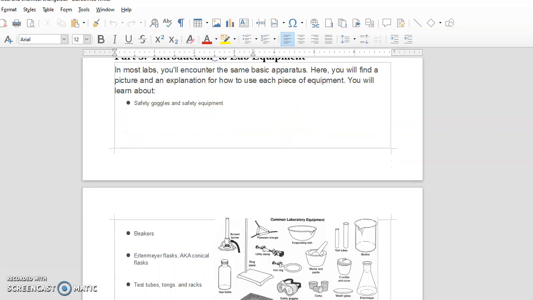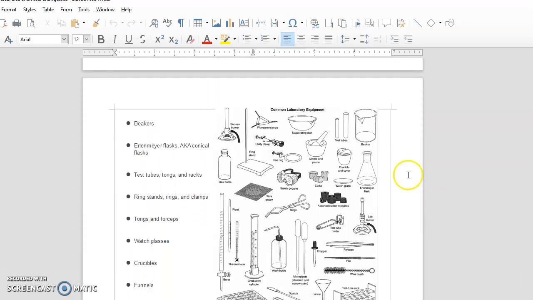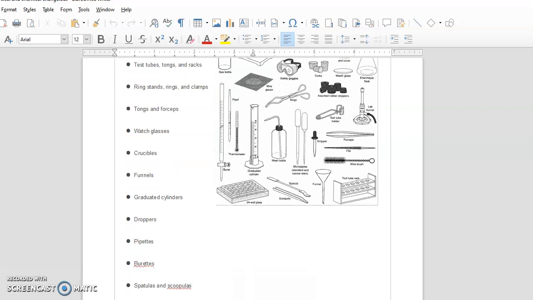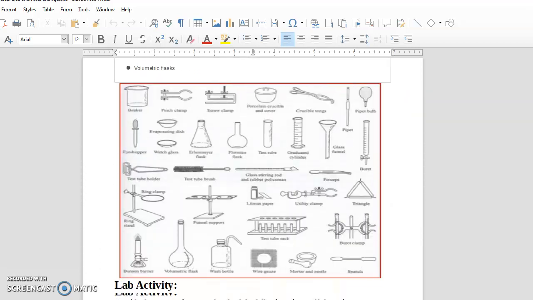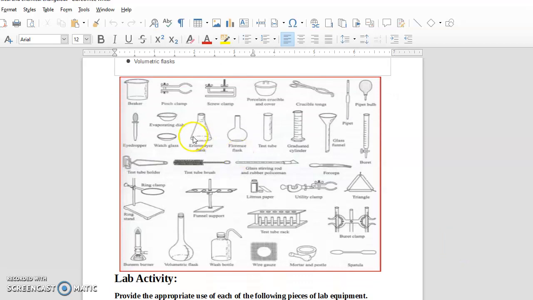In most labs, it's the same basic equipment, and we've got it all right here. This right here is your beaker. You've got your Erlenmeyer flask. You've got your wash bottles. You've got your graduated cylinders, your burettes, your ring stand. We don't have this type of Bunsen burner. We've got a different type, and the clamps, and this is the evaporating dish. So all these different ones you should be familiar with, okay? You should be familiar with what each one of those looks like and also what they would be used for, okay?